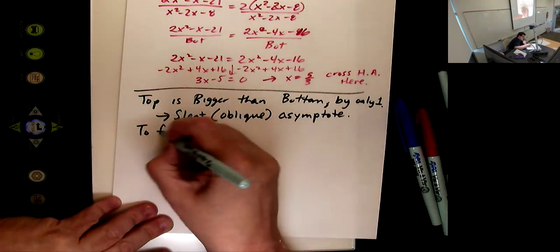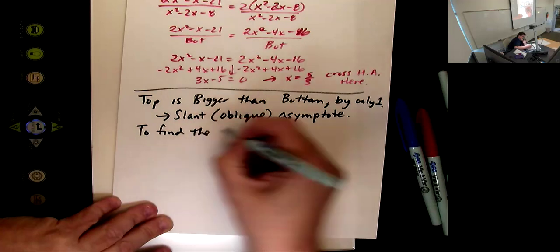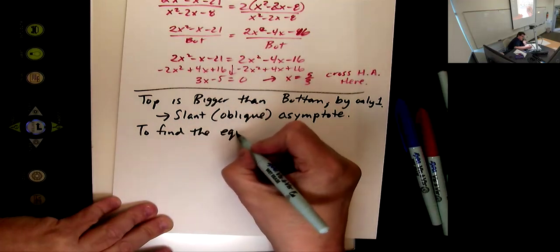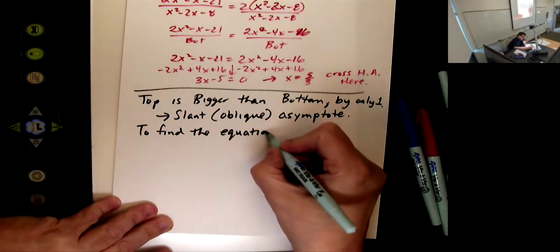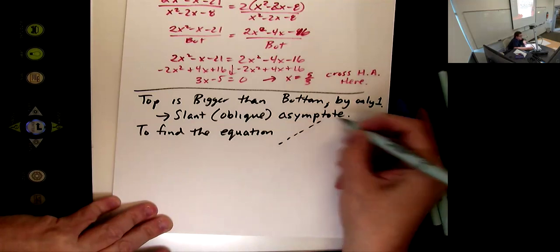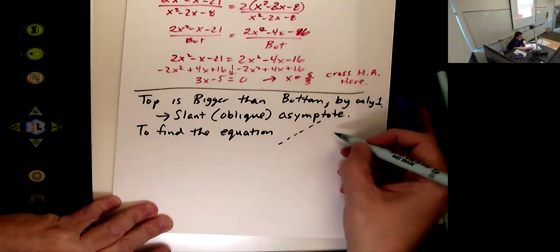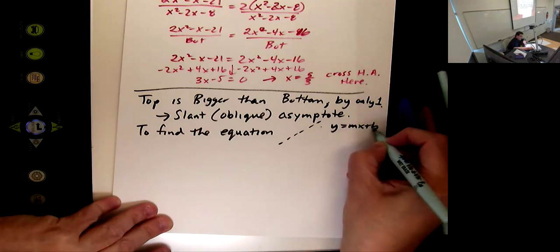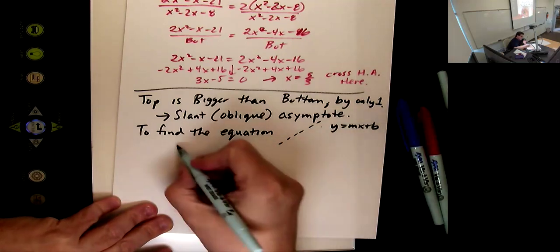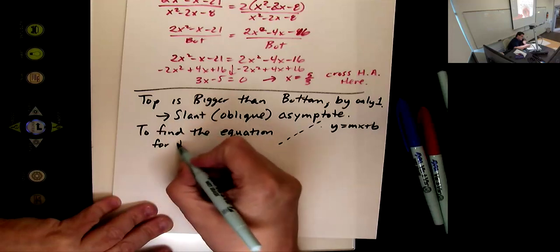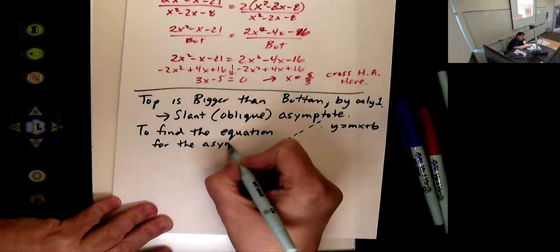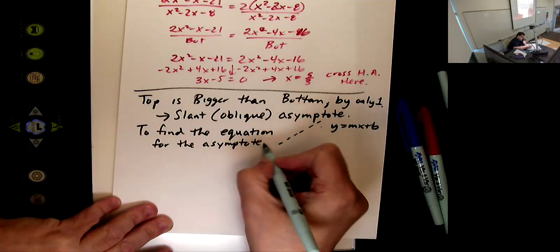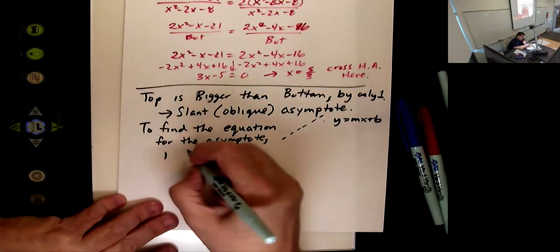To find the equation for this. So it's a line. It's at a slant. So we can get a y equals mx plus b kind of thing to find the equation for the asymptote. We do polynomial division.